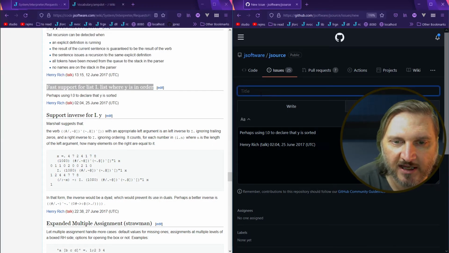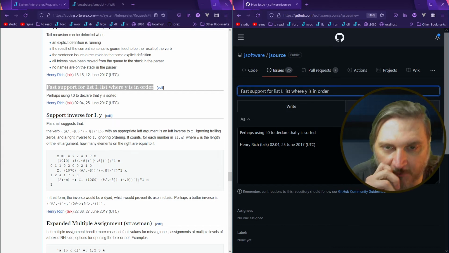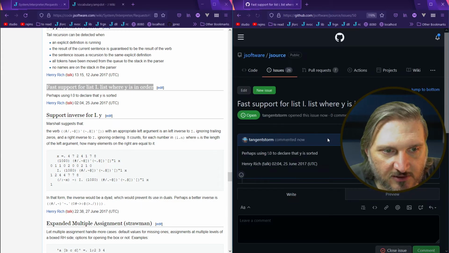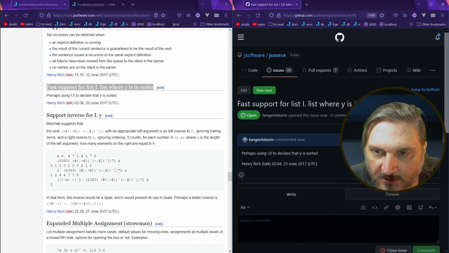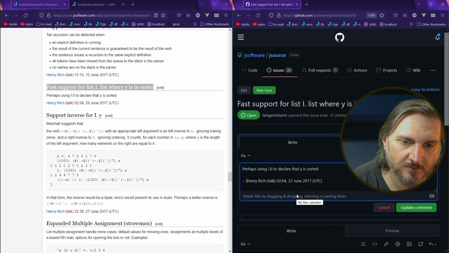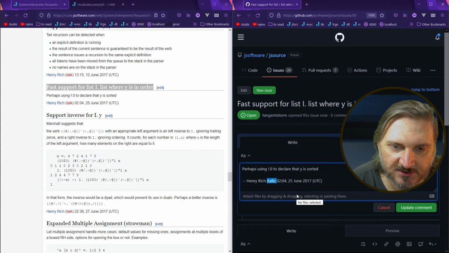Of course, I have a table on the left, so I don't know what it means. I don't know what this means. I don't understand this one. But whatever. Let's edit this. I don't have to understand it. Maybe Henry understands it. Update comment.